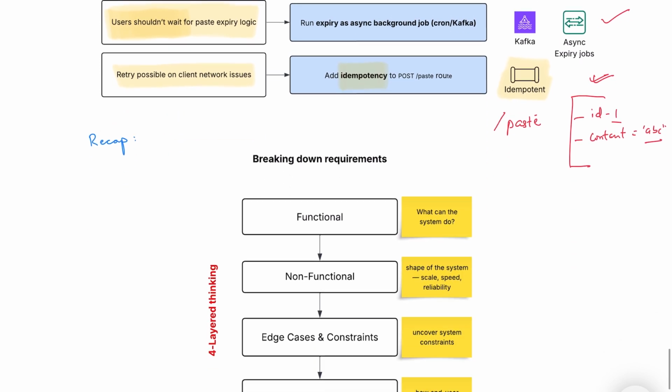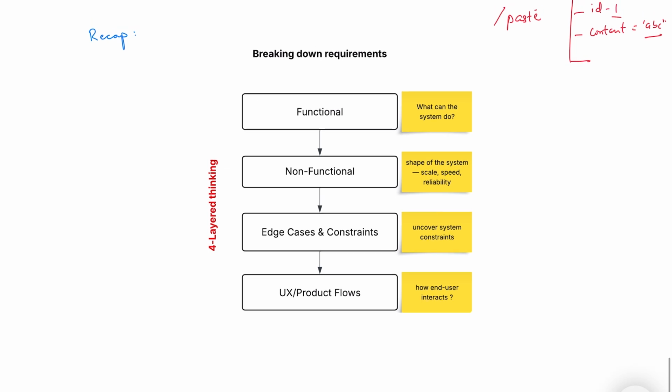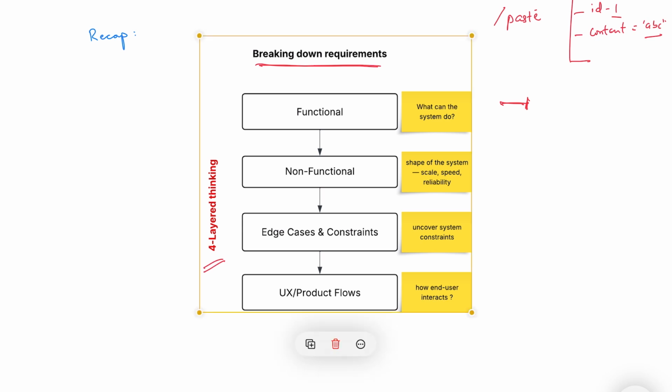So this was a very important video, and we saw the four-layered thinking model that we should have. Let's do a quick recap. For breaking down requirements, we use a four-layered thinking model. At the first layer, we think about the functional requirements of the system, what the system can do. At the second layer, we think about the non-functional requirements: the shape of the system, what scale, what speed, and what kind of reliability and availability is required. After these two core foundational blocks are built, we move on to edge cases and constraints.